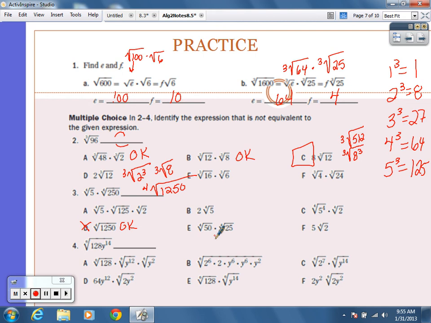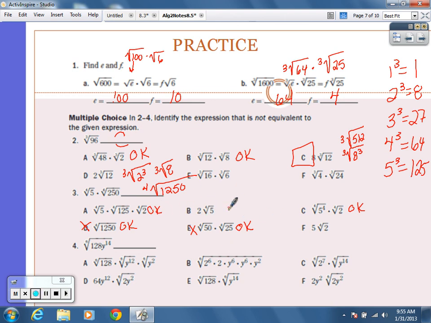Okay, 50 times 25. I'm going to do the ones that are easier to check first. That's 1250, so this one's also okay. 5 to the fourth times 2 is 1250. This one's okay. And 125 times 2 times 5 is 1250. This one's okay. Okay? So these are the ones that are okay. Now let's look at these more tricky ones.